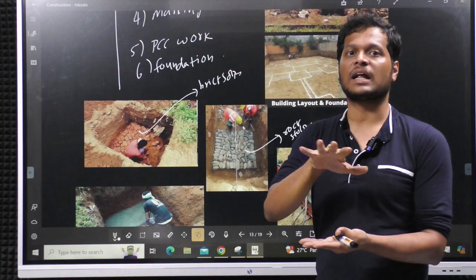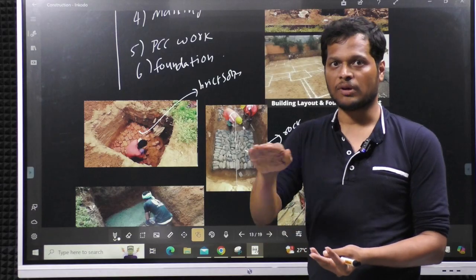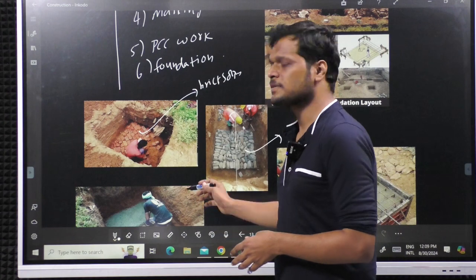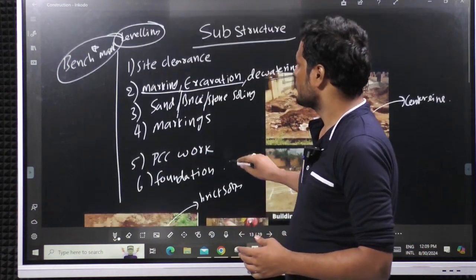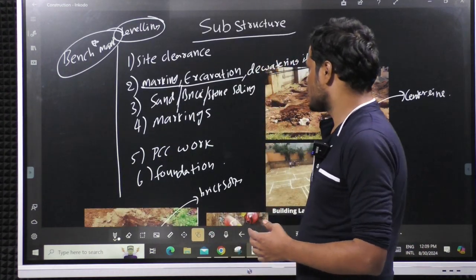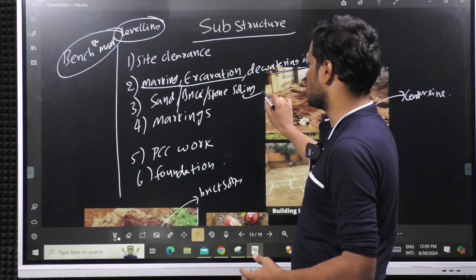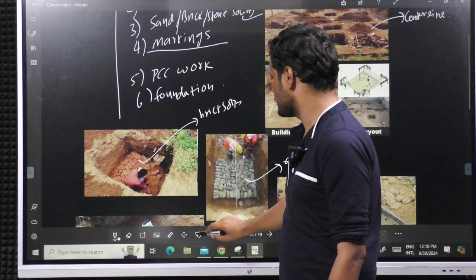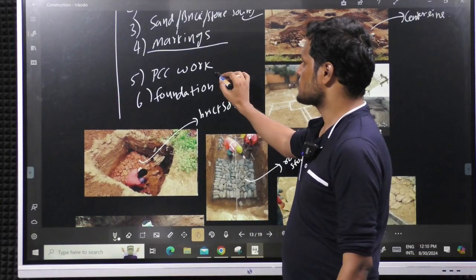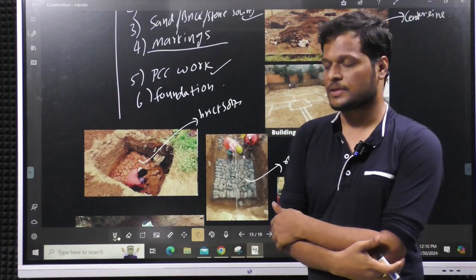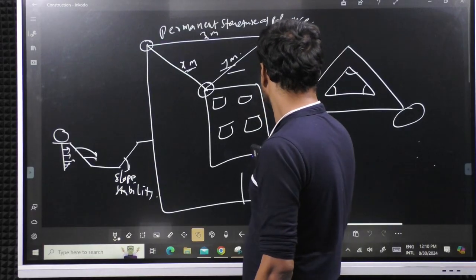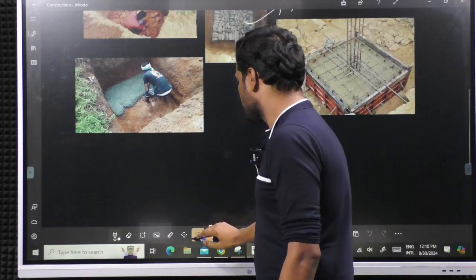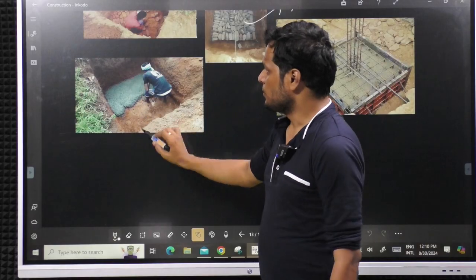Whenever we have loose and uneven surfaces, to give a level and strong foundation, generally we will be doing the soling work. You may not see this on every site, but you should be aware of this also. So soling work, and the next one is markings. After performing soling work, we will be doing markings. Over the marking, the first thing that we do is PCC work.